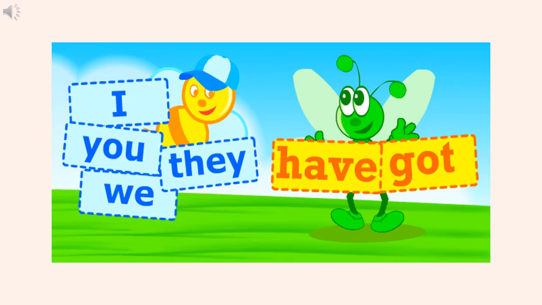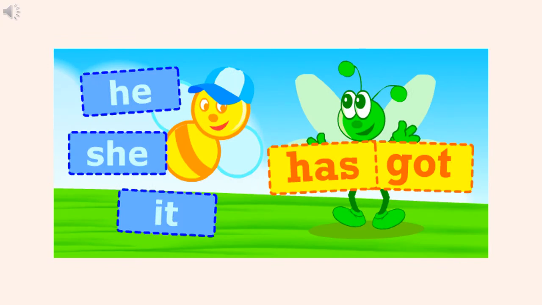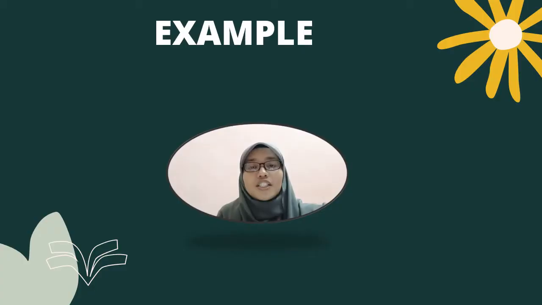Well, we use have got for pronouns I, you, we, they. And we use has got for pronouns he, she, it. So class, now I will give you the examples for your better understanding.